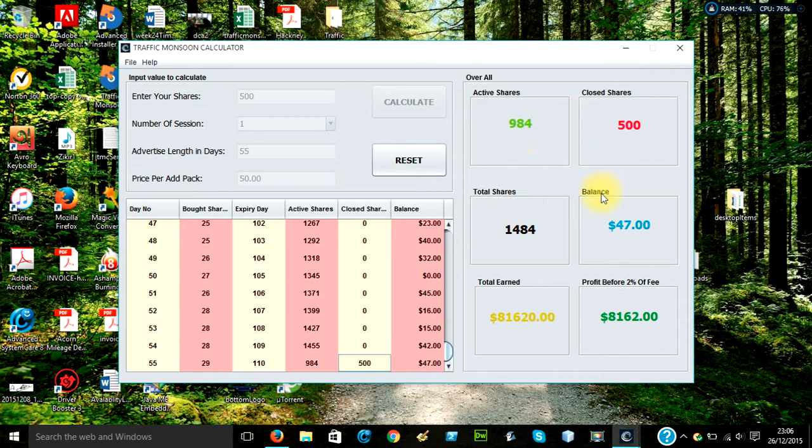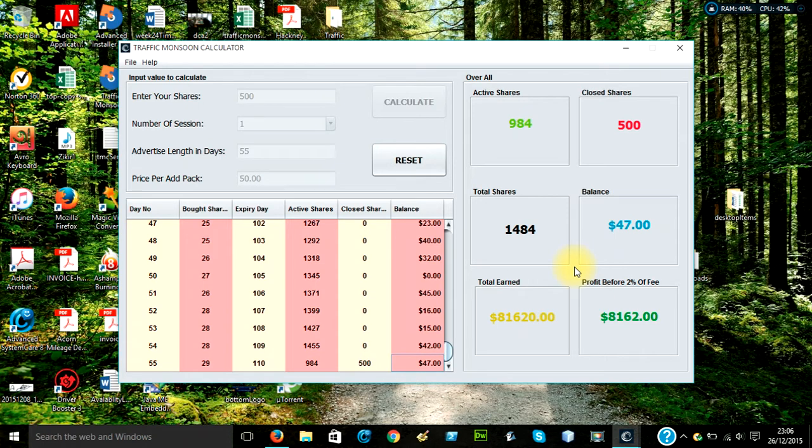In this panel, this side, you can see it shows 984 active shares and the closed shares are 500, and in total within 55 days you have bought 1484 shares. On day 55, after you bought the 29 shares, your balance left was 47, which shows here, the 47 balance remained.